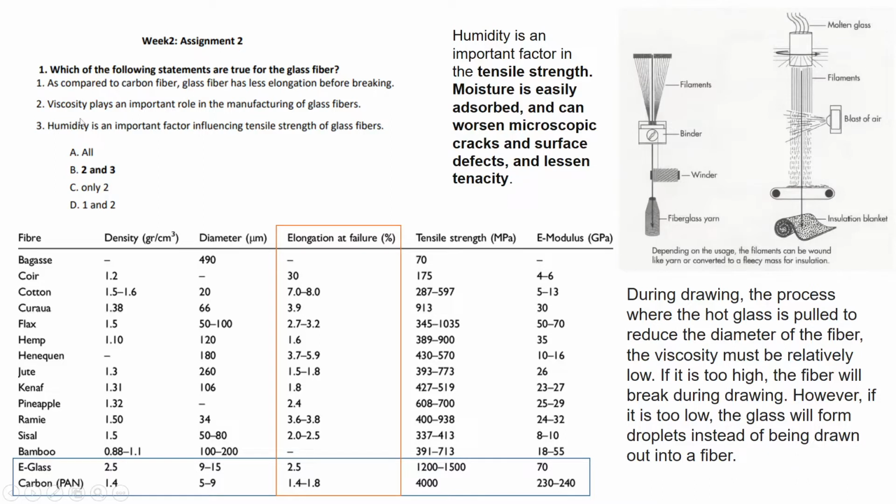Then the second statement says that viscosity plays an important role in the manufacturing of glass fiber. So this is the manufacturing process. We can see here the glass is molten, then filaments are made by simply flowing this molten glass through small holes, and these fibers are then collected and bound together to obtain yarns as per our requirements.